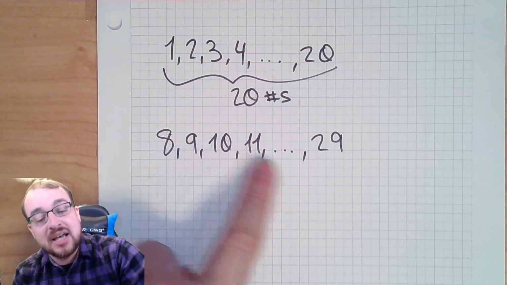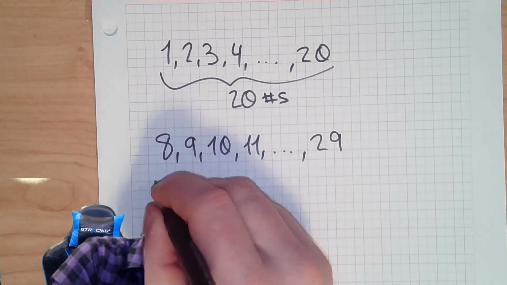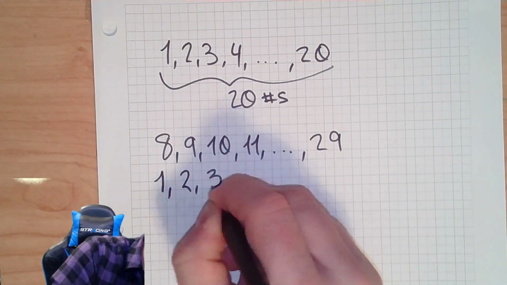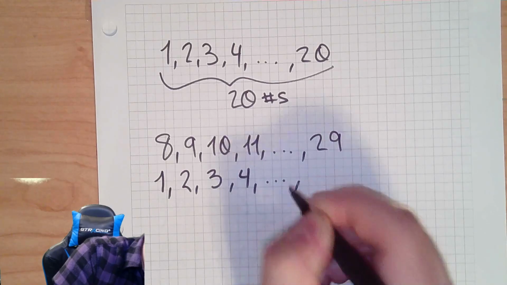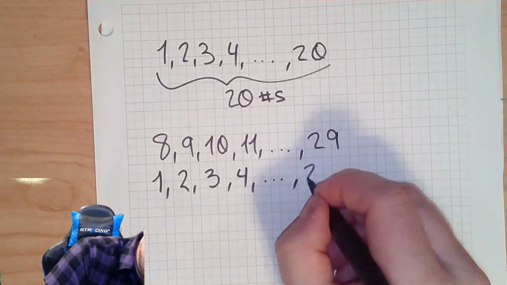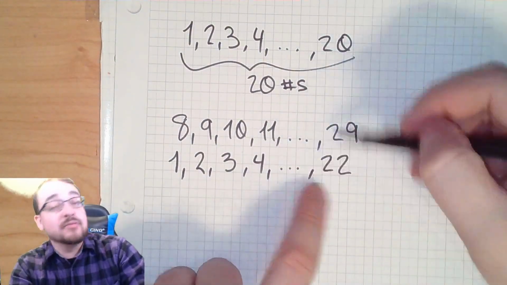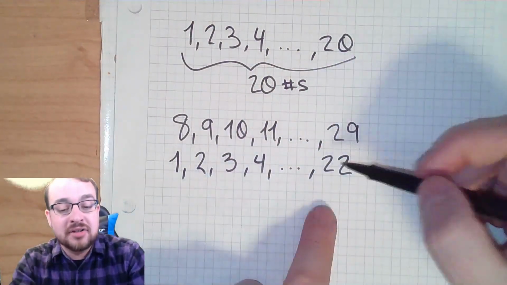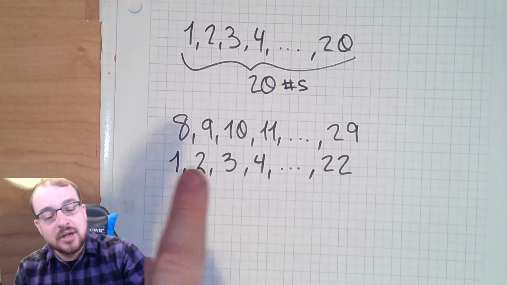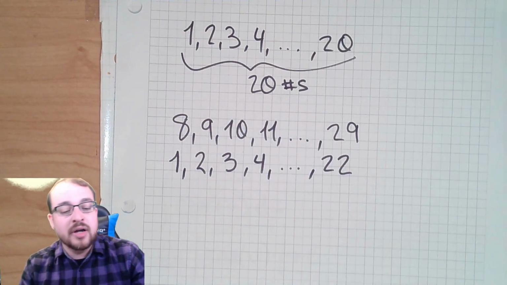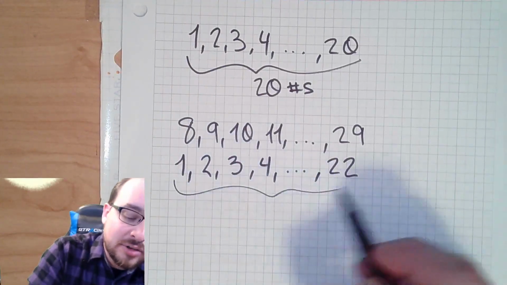So if I subtract 7 from all of these, that'll turn this into a 1, 2, 3, 4. And if I subtract 7 from my last number, I'll get 22. So clearly, since every number has been subtracted, I haven't removed any numbers. They're all there. I just made them smaller. Each number is here, all the way up. It's clear that there are 22 numbers in this set.